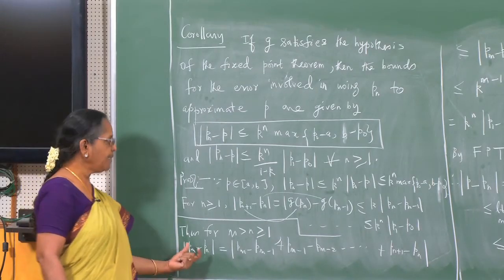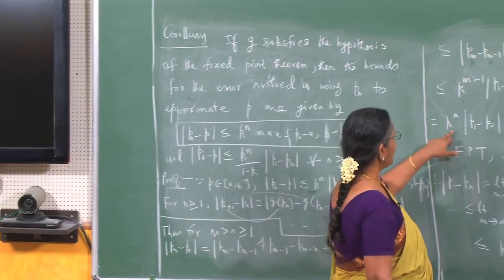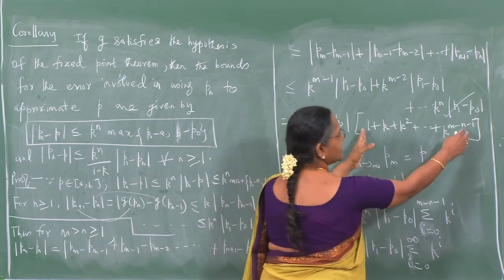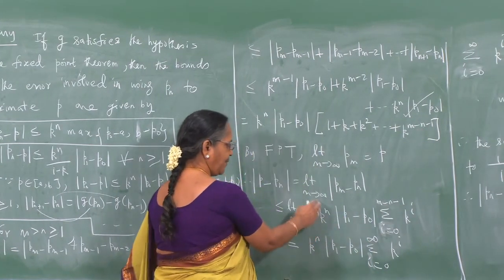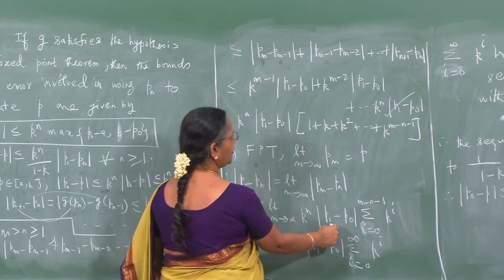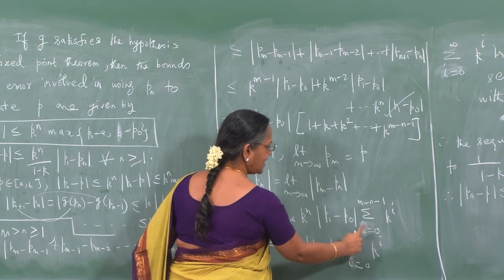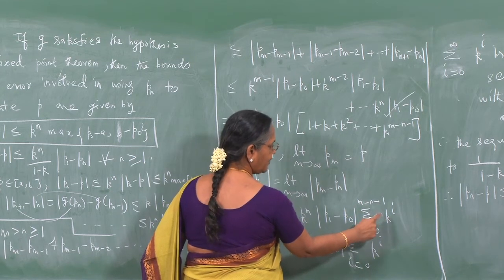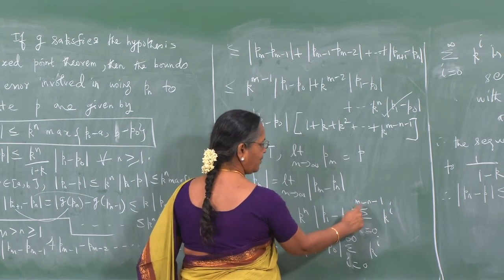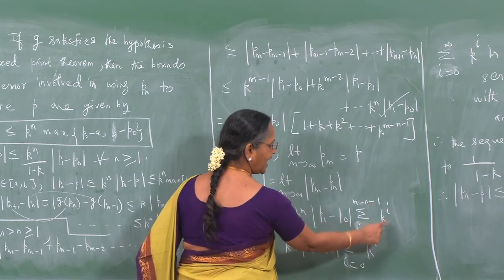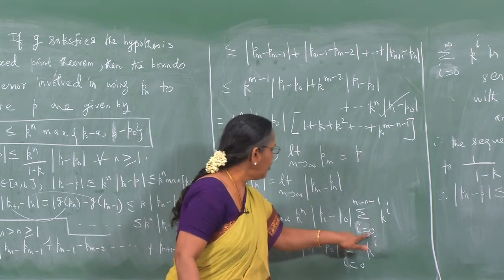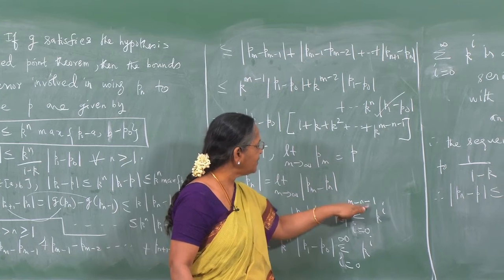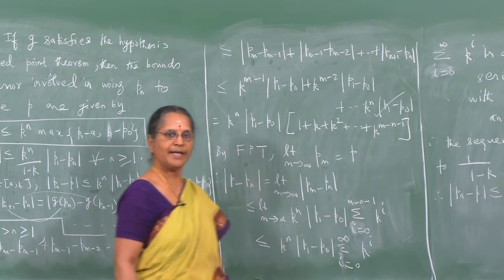So, this will be less than or equal to the limit as m tends to infinity of |p_m − p_n|, and that is what we have computed. |p_m − p_n| has been shown to be less than or equal to k^n times |p1 − p0| times this, which can be written as the summation over i from 0 to m−n−1 of k^i. When i is 0, you get 1, when i is 1, it is k, and so on. When i is m−n−1, you get k^(m−n−1).